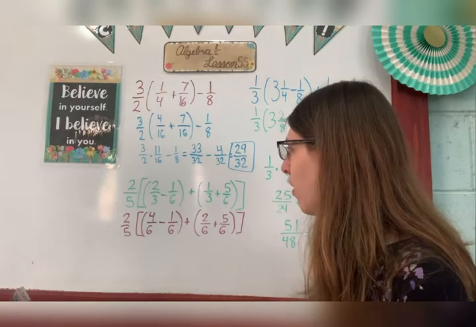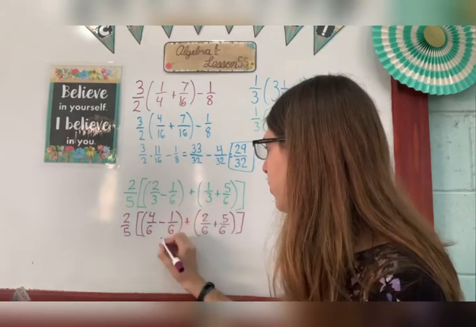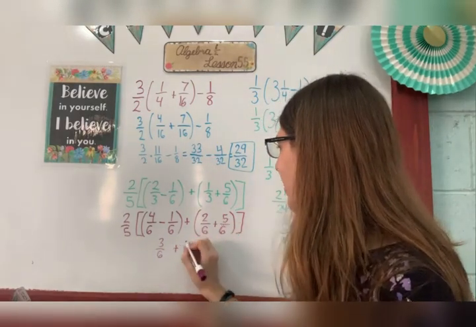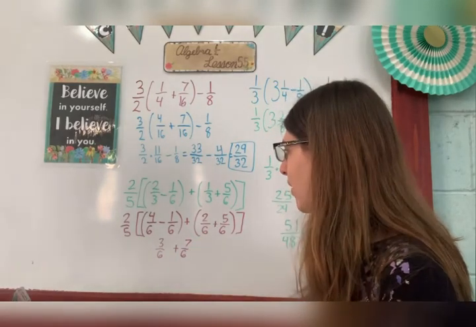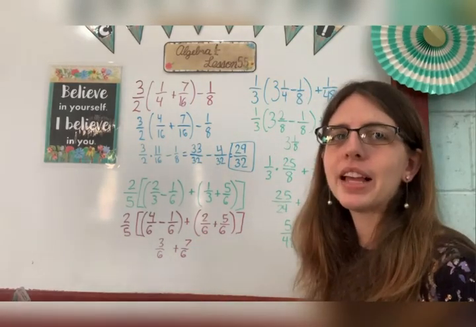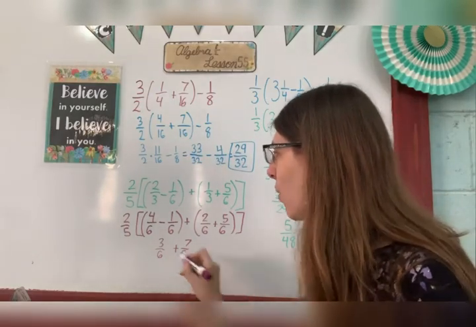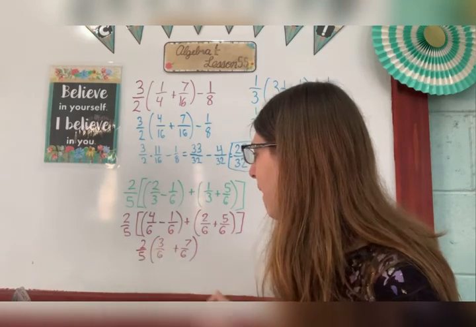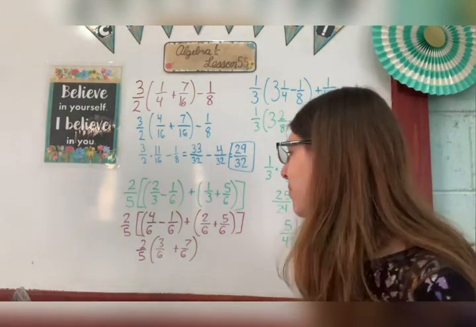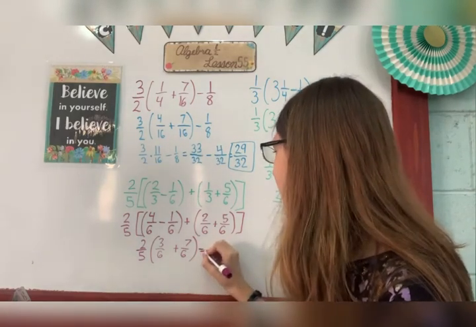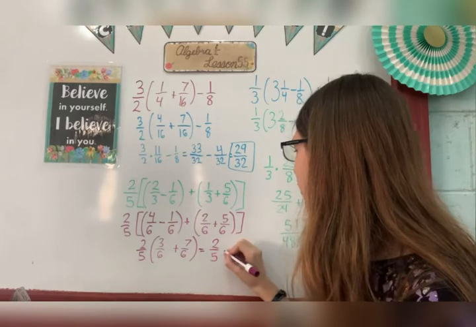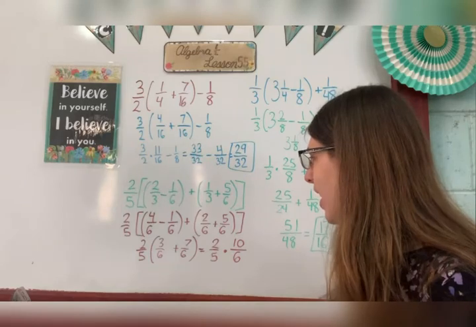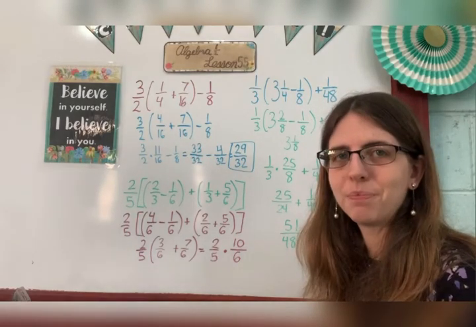And now I go ahead and solve. And I get 4 minus 1 is 3/6 plus 2 plus 5 is 7/6. Now I don't want to reduce yet because I right now have the same denominator, so it's better if I go ahead and add these together so that I don't have to worry about changing things back and forth. 3 plus 7 I know is 10. So this equals 2/5 times 10/6.